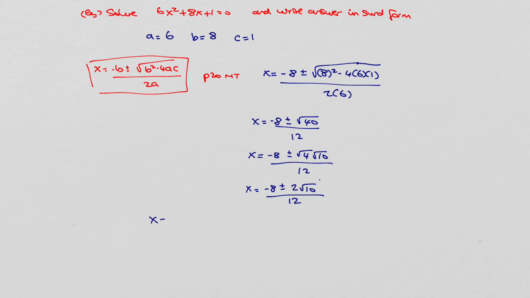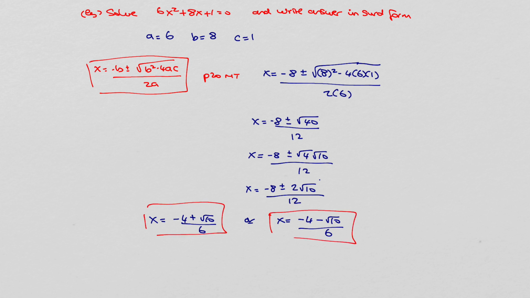So if I divide the top and the bottom by 2, I end up with minus 4 plus root 10 over 6, or minus 4 minus root 10 over 6. And I cannot simplify that any further, because root 10 can't be simplified, and therefore there would be no other common factor between the top and the bottom.